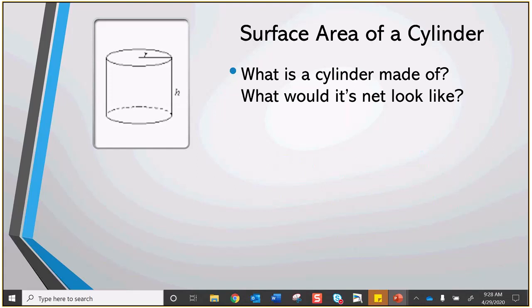What do you think, Eli? I think it would be 2 circles and then a long rectangle, because if you turn a rectangle into a circle, it makes a cylinder. Yeah, right.